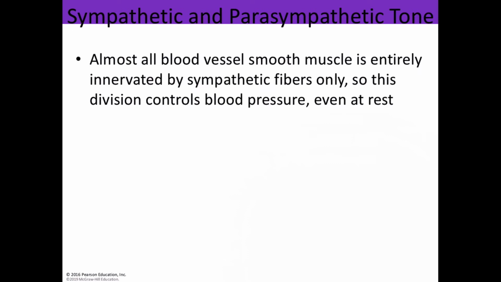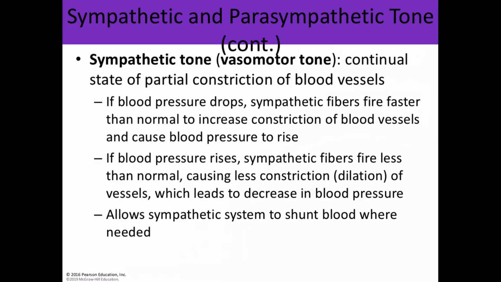Again, class, this is, I think, my fifth time saying this. Almost all blood vessel smooth muscle is innervated by sympathetic fibers only. So this division, class, controls A, blood pressure. There is no B. Even, class, at rest. Let's get to what is called vasomotor tone, or sympathetic tone. Here it is. We have what are called continuous sympathetic impulses, class, which cause us to exhibit sympathetic tone, or vasomotor tone. So an increase in sympathetic stimulation increases blood pressure, causing vasoconstriction.